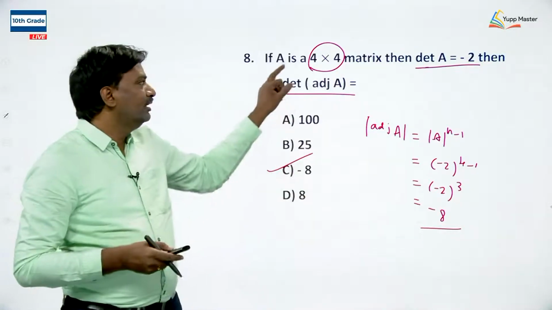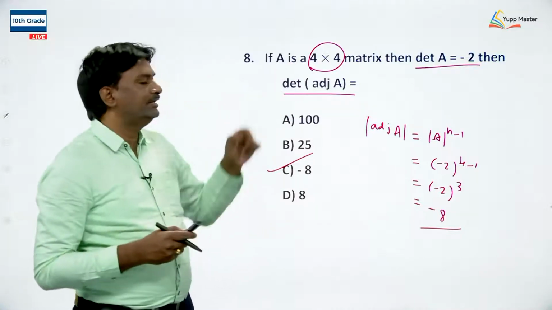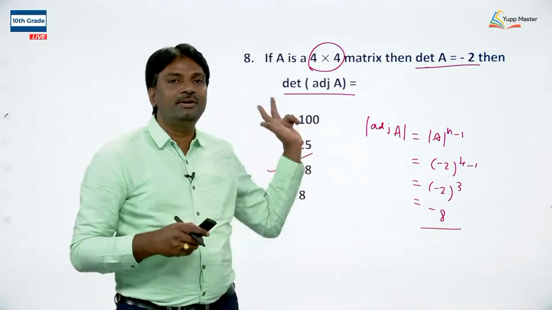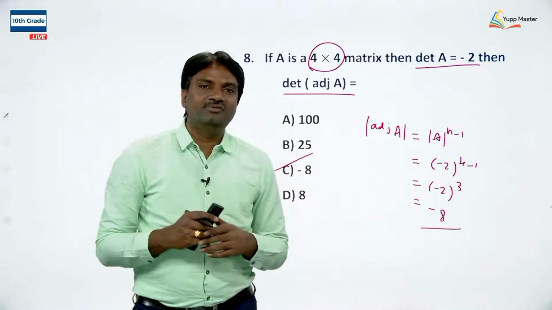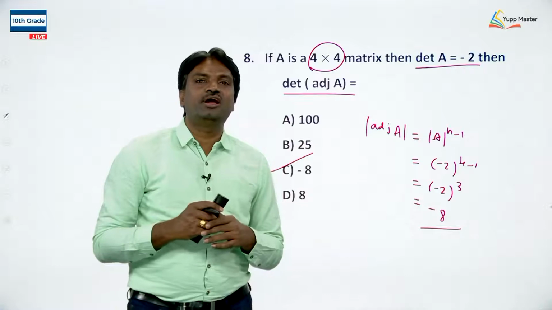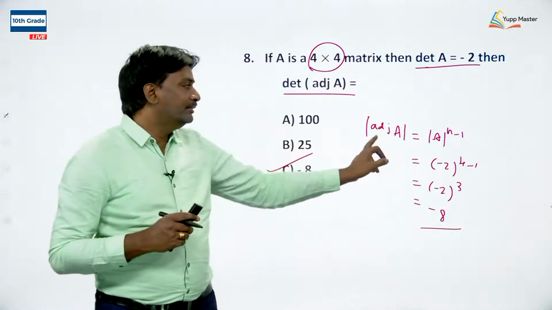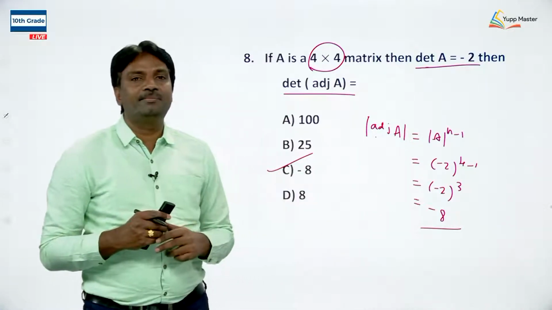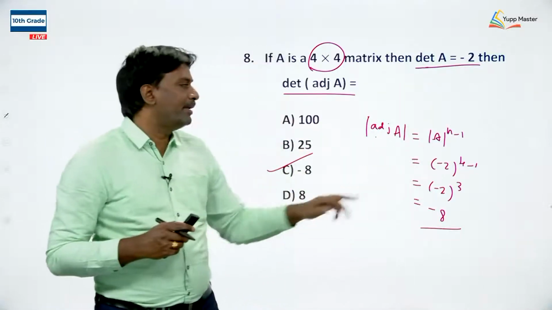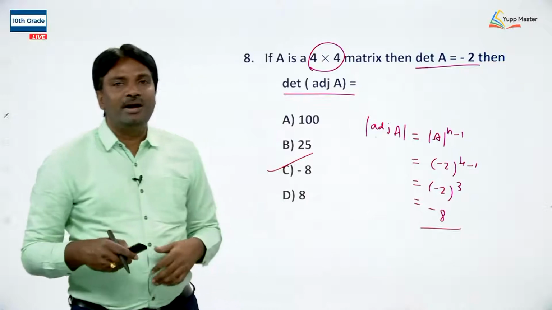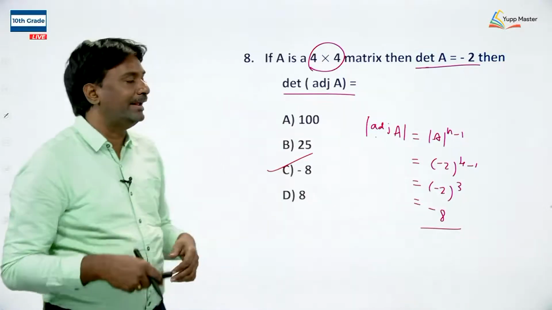Simple problem. If A is a 4 cross 4 matrix, then det A equal to minus 2, then determinant of adjoint A equal to. According to the properties of the adjoint of a matrix, we know if A is a square matrix of order n by n, then determinant of adjoint A is det A power n minus 1. In place of det A, write minus 2 power n minus 1, that is 4 minus 1, 3, minus 2 whole cube, that is minus 8.